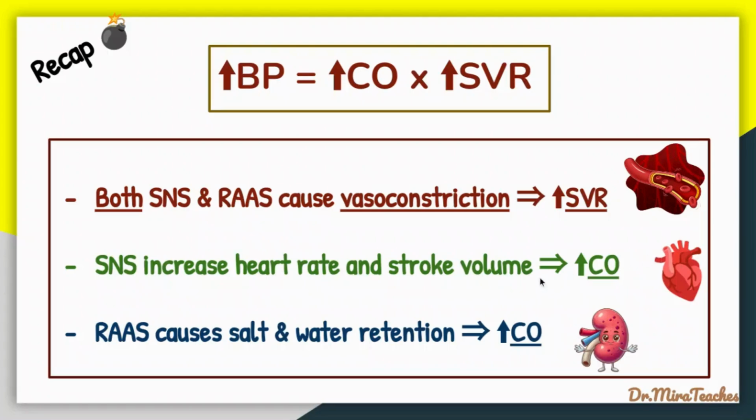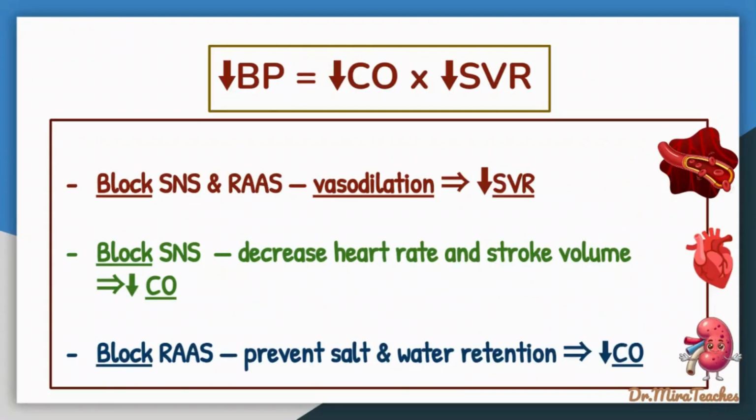But the renin-angiotensin aldosterone system focuses on the kidney. It causes salt and water retention. So that is how the renin-angiotensin aldosterone system leads to an increase in cardiac output, by causing salt and water retention. So if you want to decrease BP, then you have to do the opposite, isn't it? You would have to block the sympathetic nervous system and then the renin-angiotensin aldosterone system.